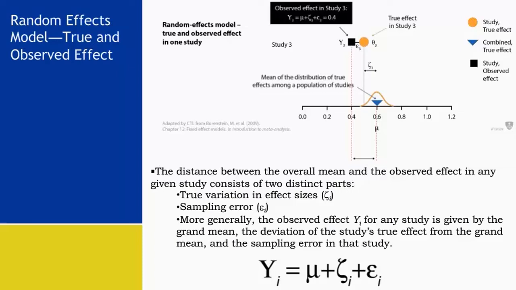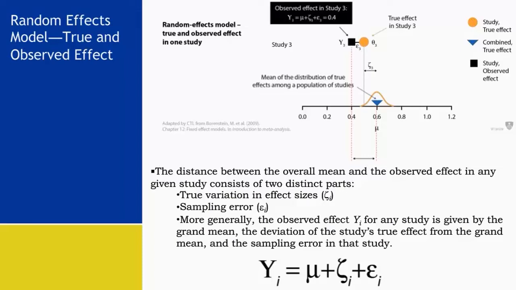Again, the Y3, the 0.4, can be written out using the mean of the distribution of true effects among a population of studies, plus the zeta 3, which is the difference of the true effect in study 3 from the overall true effect, plus the error term in that study. Here's another way to look at it. Here, the Y3 can be written as mu plus zeta 3 plus epsilon 3.